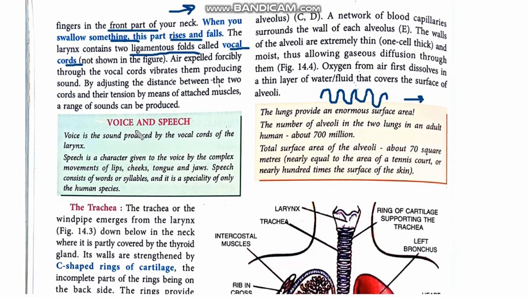Voice is the sound produced by the vocal cords, the vibration produced by them, but speech is the character given to that voice by the complex movements of our lips, cheeks, tongue and jaws. Speech consists of words and syllables. So now we have completed the larynx.